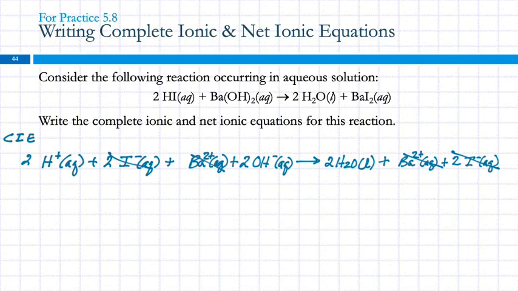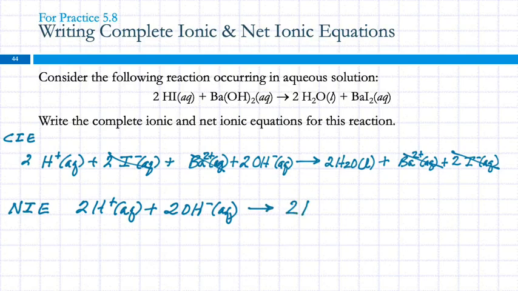So for my net ionic equation, and this is an abbreviation that people actually use, NIE, net ionic equation, I'm going to copy down everything I didn't cross off. 2H plus and 2OH minus, making 2H2O liquid.